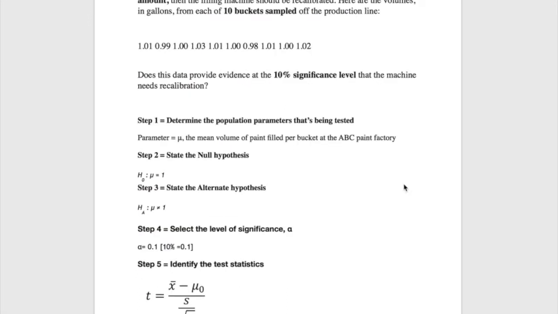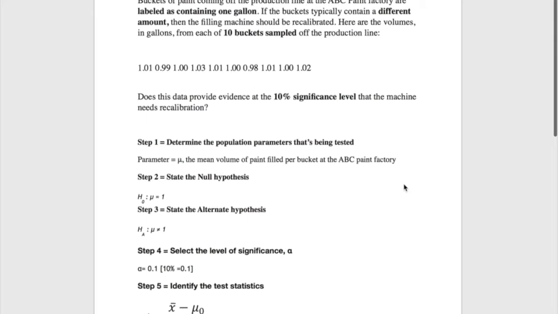Step 3 is to state the alternate hypothesis. It's denoted by H sub A: mu is not equal to 1. Here we are given that every bucket may have a different amount. It doesn't say it's going to be less than 1 gallon or greater than 1 gallon, so we have to use the not equal to sign here. As I mentioned in my previous video, there are three ways to write the alternate hypothesis: it's got to be either greater than, not equal to, or less than the null hypothesis value.